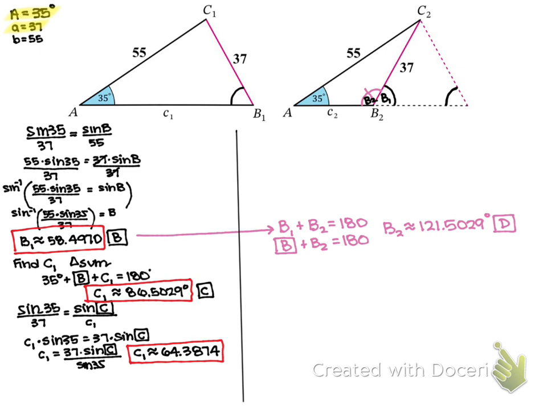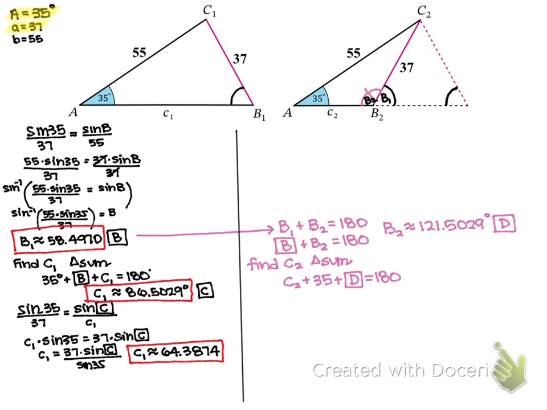Okay, now let's go over to the side, the pink side. I still don't know if the second triangle exists. It's triangle sum that is going to help me figure that out. Okay, so let's find C2 if it exists, and this is going to be triangle sum. So C2 plus A, which was given to me, which was 35, plus B2, which I saved as D, has to give me 180 degrees.